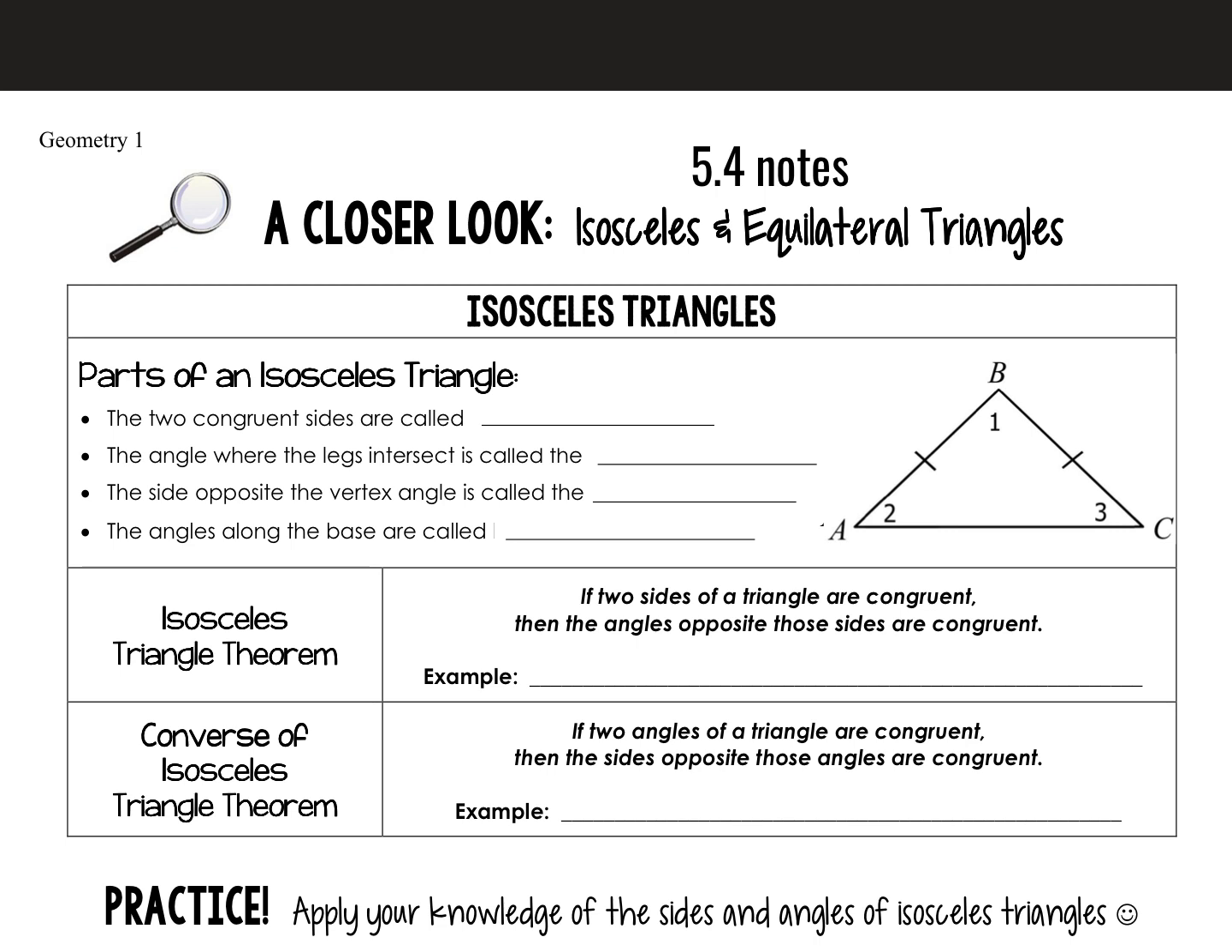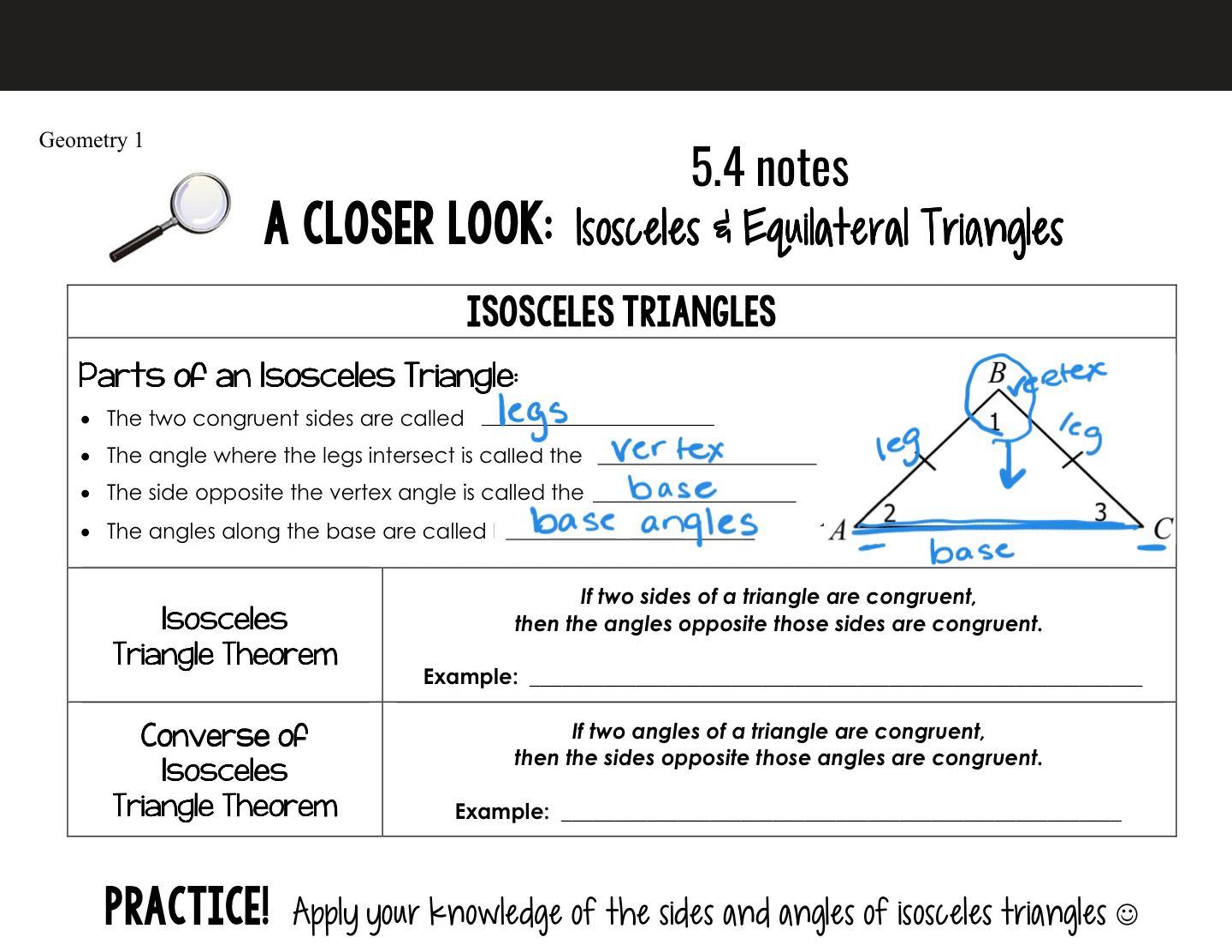The first one would be the two congruent sides, and the two congruent sides of the triangle are called its legs. The angle where the legs intersect, so that would be this angle up here where they actually come together, is called the vertex. The side opposite the vertex, so the one that's across from it on the opposite side of the triangle, is called the base. And the angles along the base, so the two angles that are touching the base, that's going to be angles A and C, are called the base angles. So that would be our main parts of the isosceles triangle.